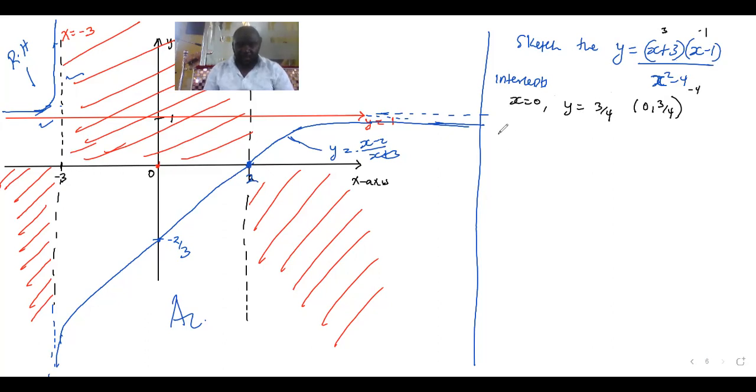Then, when y is 0, it is the numerator which is 0. So x plus 3 and x minus 1 is 0. The other friend of mine who asked for the working, I have shown the working. If it was a quadratic, I have shown that I've factorized. So I can conclude that x is negative 3 and x is 1, giving me negative 3, 0, and 1, 0. Intercepts, quick.